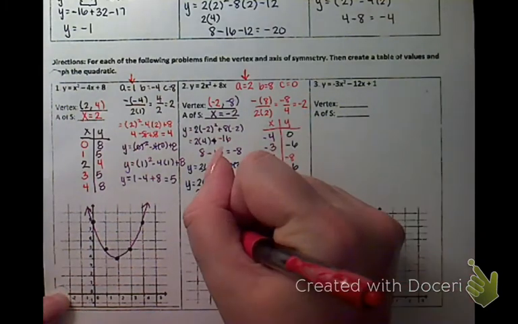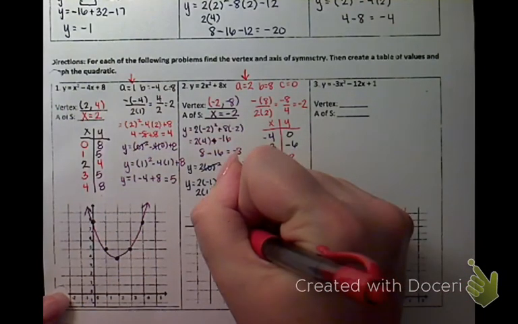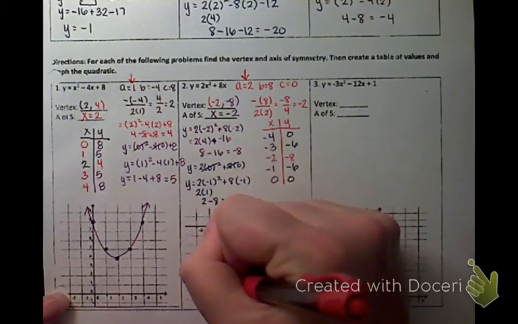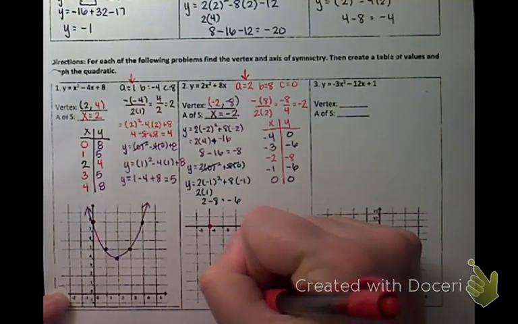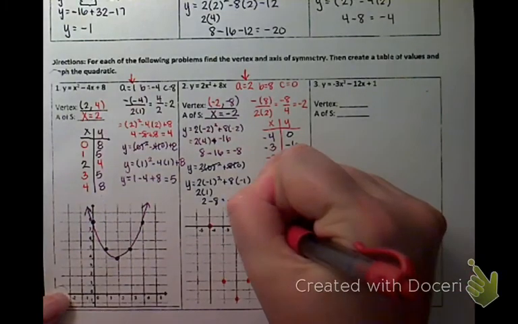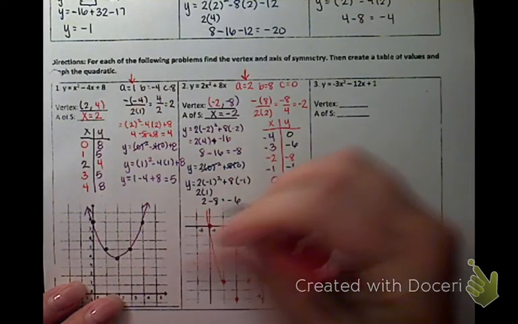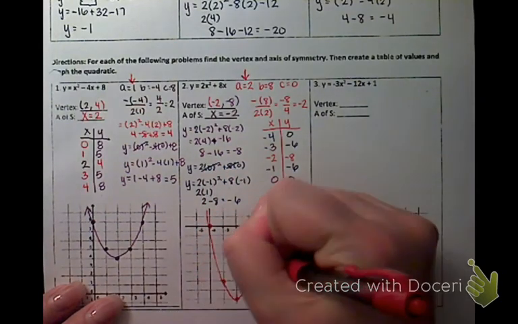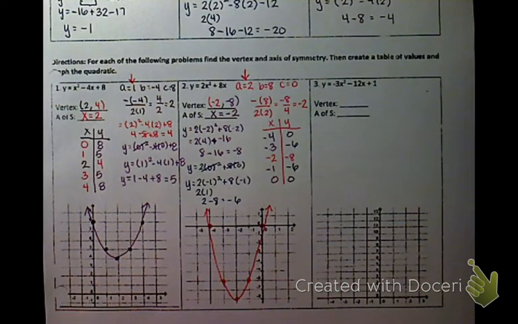All right, how about negative 4, 0, negative 3, negative 6, negative 2, negative 8, negative 1, negative 6, and 0, 0. Running out of ink. There we go. All right, that graph is definitely a little skinnier than the other one was. My orientation is up, so I'm good to go.